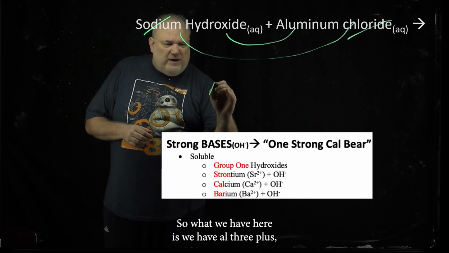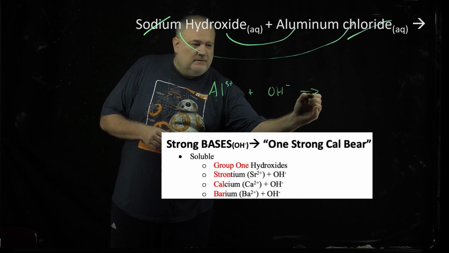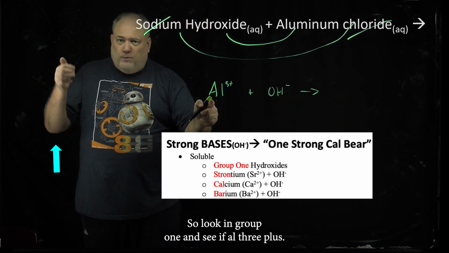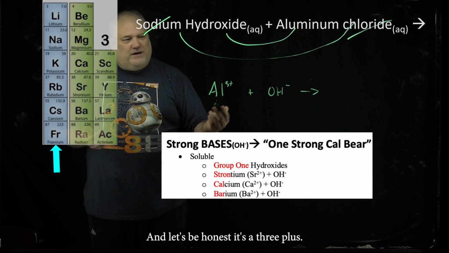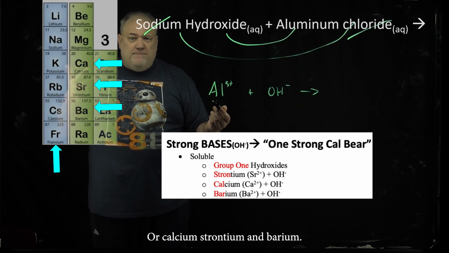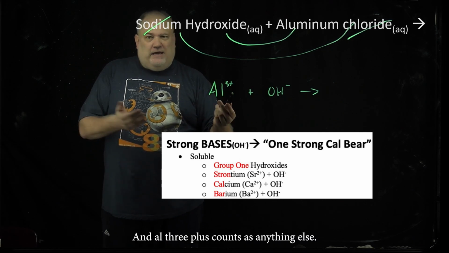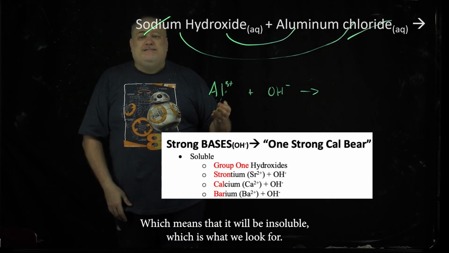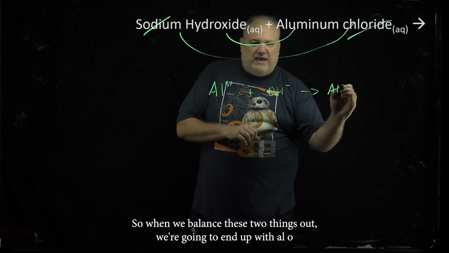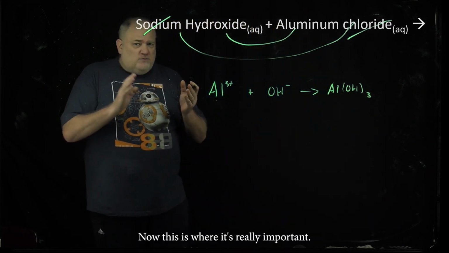So what we have here is we have Al3+, and we are trying to hook it up with OH-. The rule says that if you have this B, anything in group 1, so look in group 1 and see if Al3+, and let's be honest, it's a 3+, so it's not going to be in group 1, or calcium, strontium, and barium, this won't work. But anything else here will, and Al3+ counts as anything else, which means that it will be insoluble, which is what we look for. So when we balance these two things out, we're going to end up with Al3+ OH in parentheses 3.